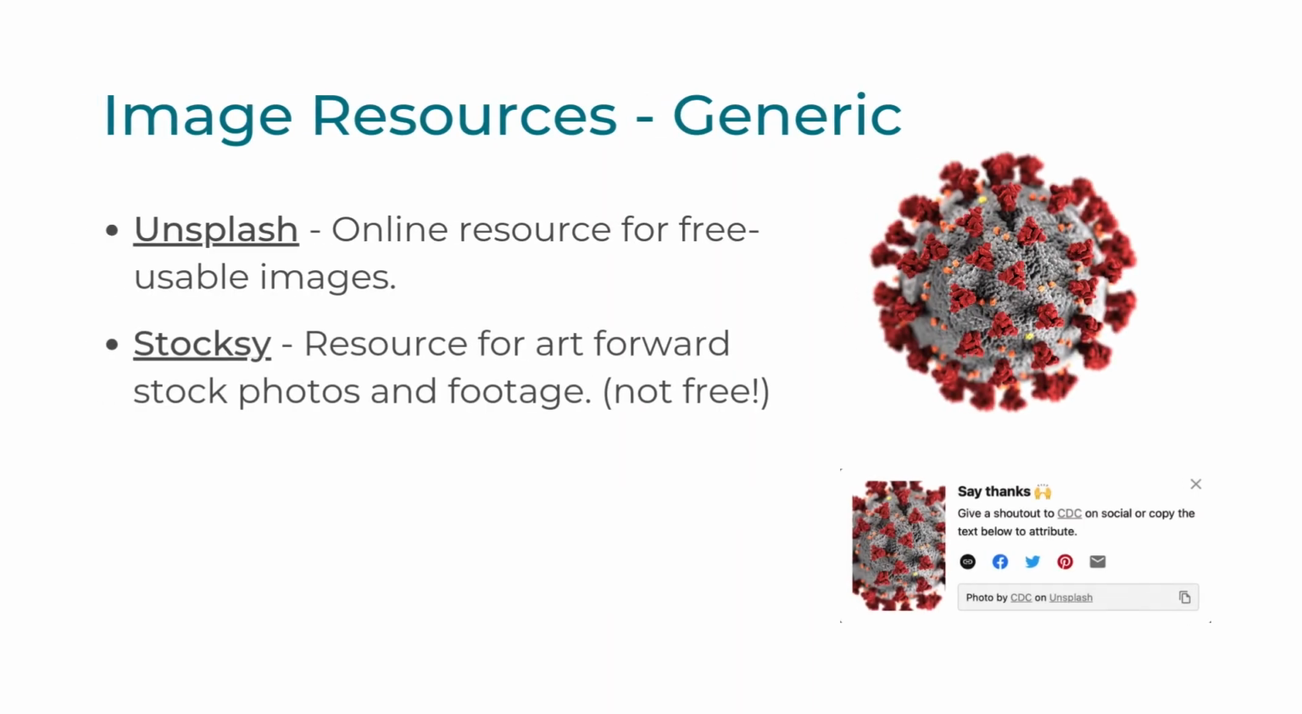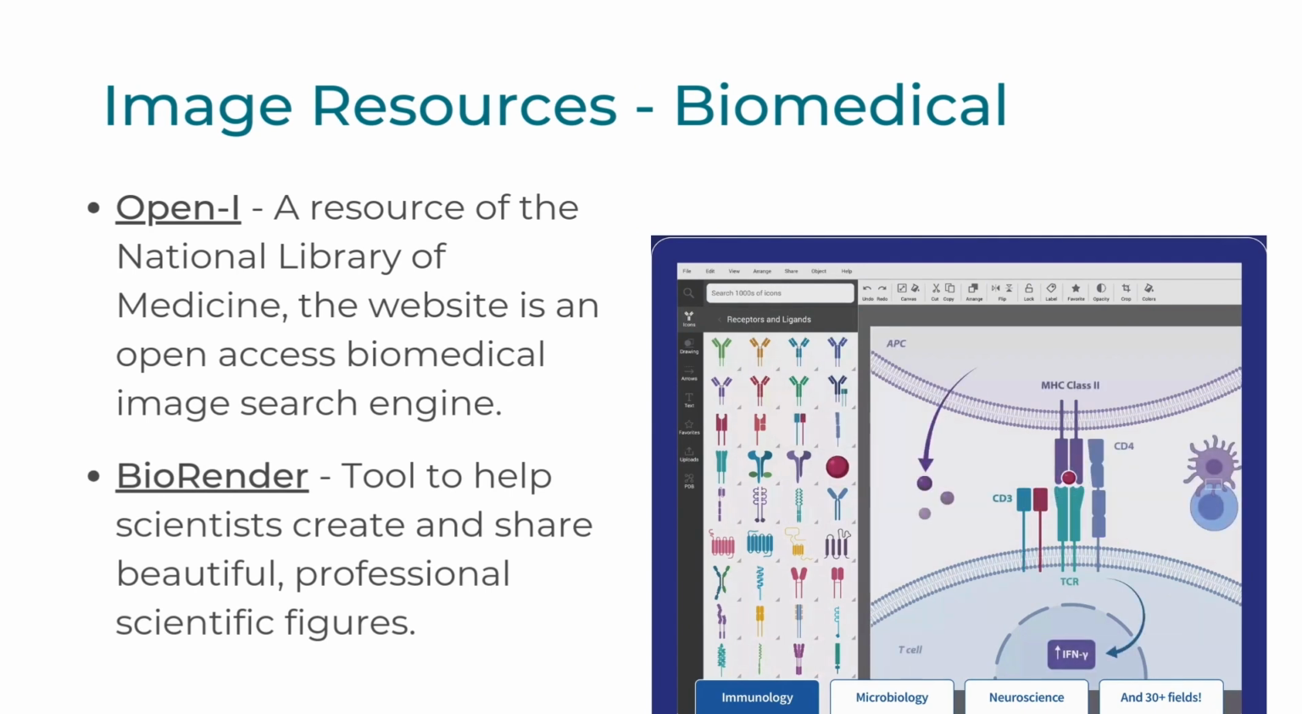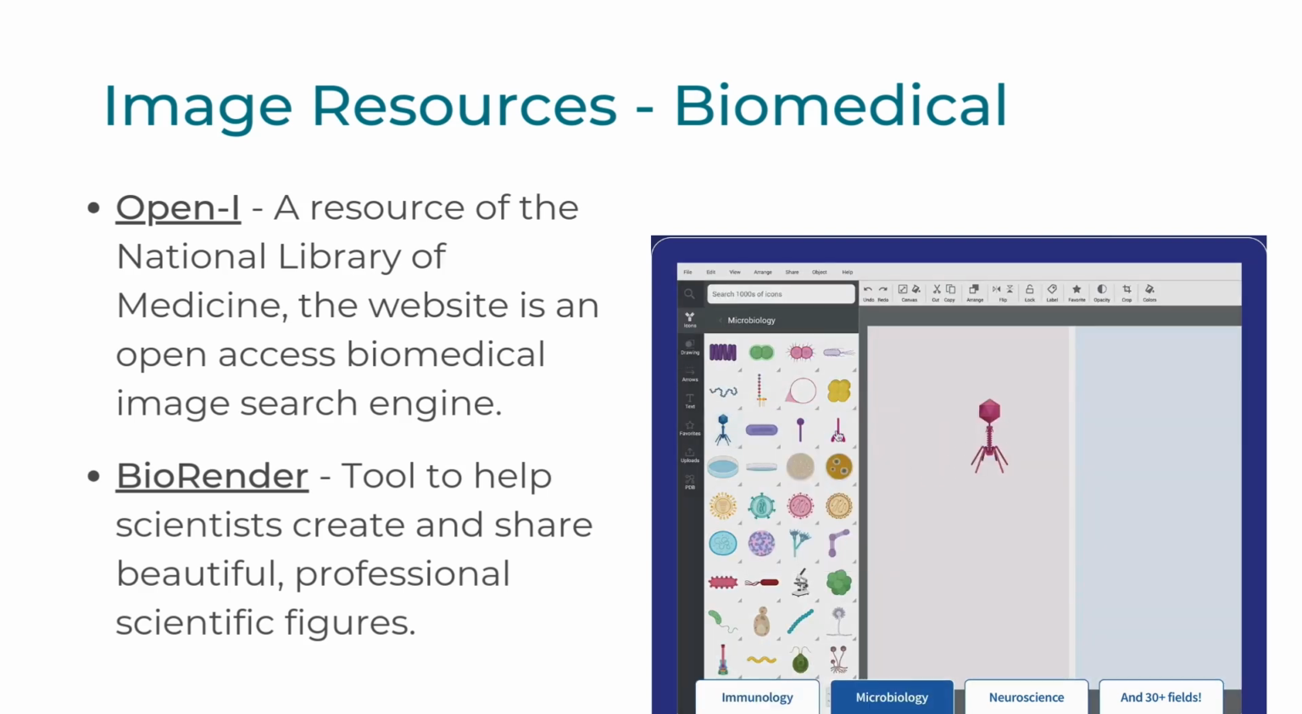That's a really easy thing to do, and it just makes sure that you cover your bases when you're using somebody else's material. There are some generic image resources that you can use to find images. Unsplash and Stocksy are good examples of that. You may have to make an account to get access to these. Stocksy isn't free, Unsplash is. Now, specifically for biomedical, we have Open-i, which is a resource from the National Library of Medicine, where you can go in and look for images to be able to use. And you would, of course, have to appropriately attribute those images.